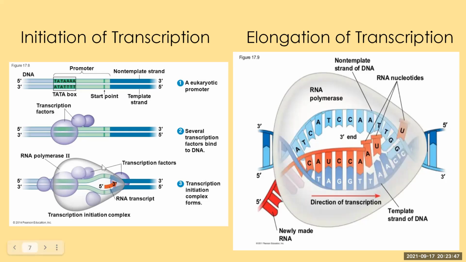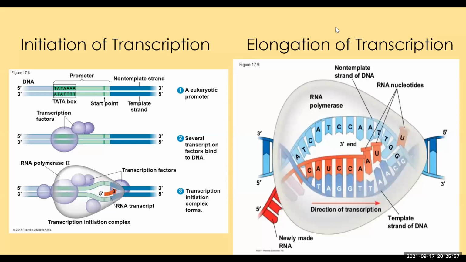So before the RNA polymerase actually attaches, there are things called transcription factors, which are proteins which attach first. And the proteins attach and call for the transcription initiation complex, which is the RNA transcript. So, once the transcription initiation complex forms, the RNA transcript starts and it goes from the 5' to 3' direction.